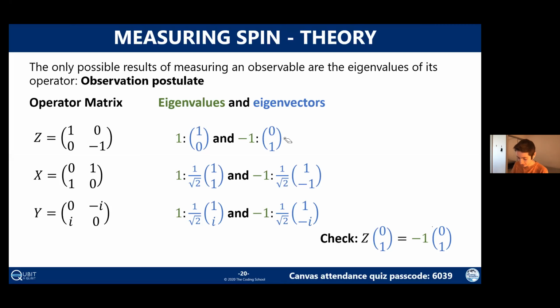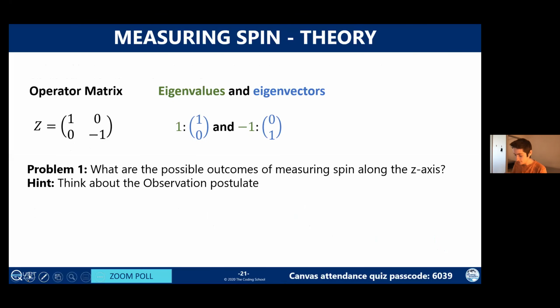Okay, let's do another one. Oh, I'm sorry, there's a problem now. Okay, so suppose we're measuring in the Z direction, along the Z axis. And so we know that we're dealing with this operator matrix. So first question, what are the possible outcomes? And I'll throw up a poll for this. So the first question is, what are the possible outcomes of measuring spin along the Z axis?